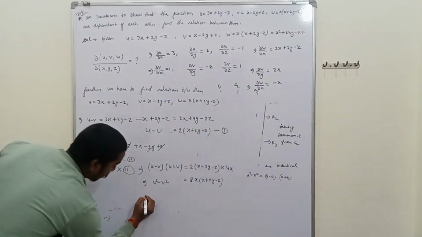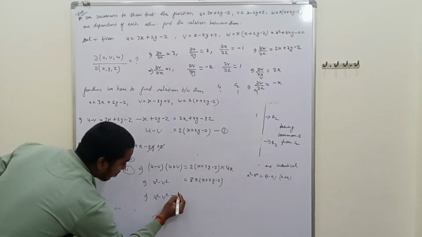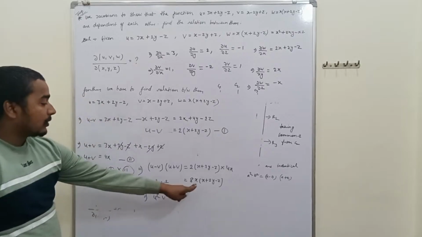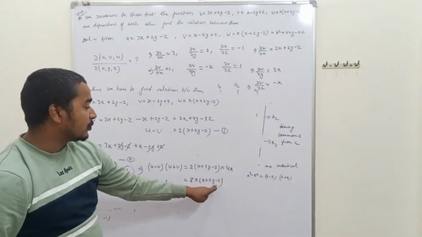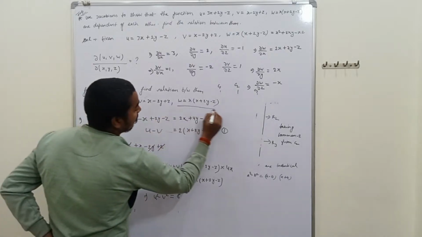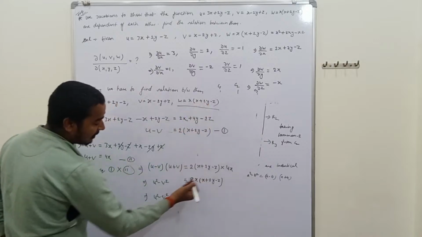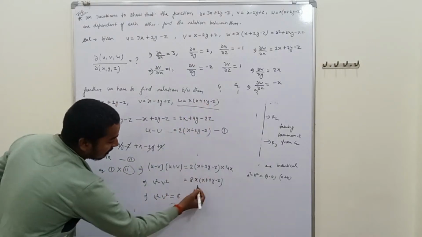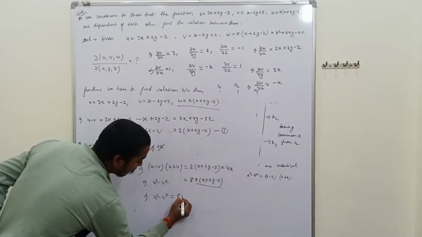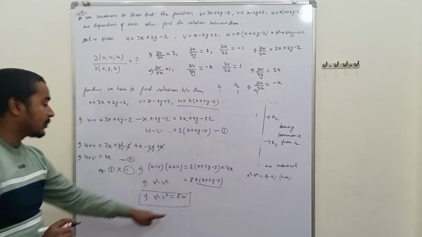Further, u square minus v square is equal to 8, and we put x into x plus 2y minus z equal to w. Here it is given that w is equal to x into x plus 2y minus z. So we put the value in place of w, and the required relation is u square minus v square is equal to 8w.